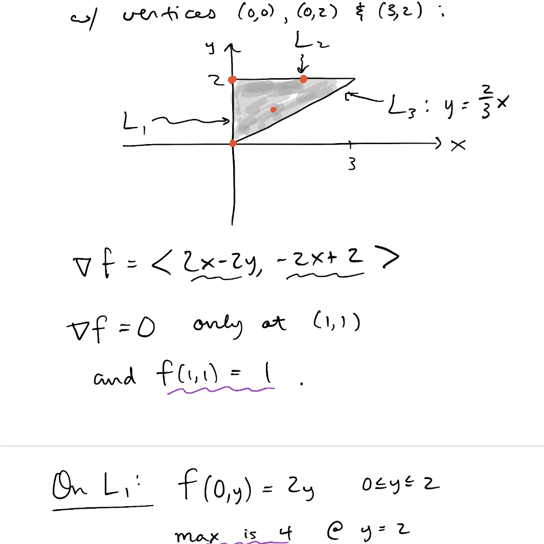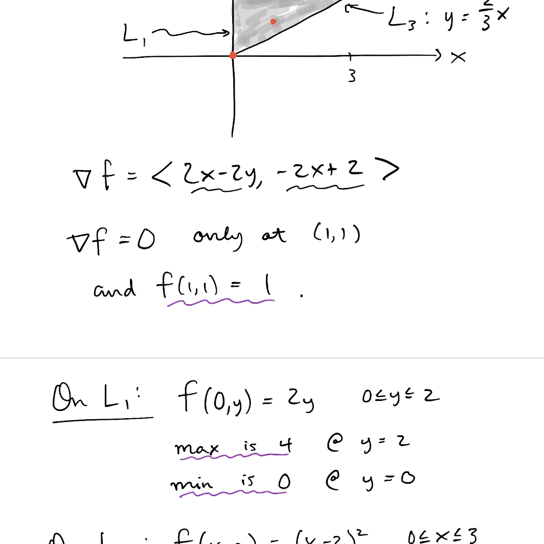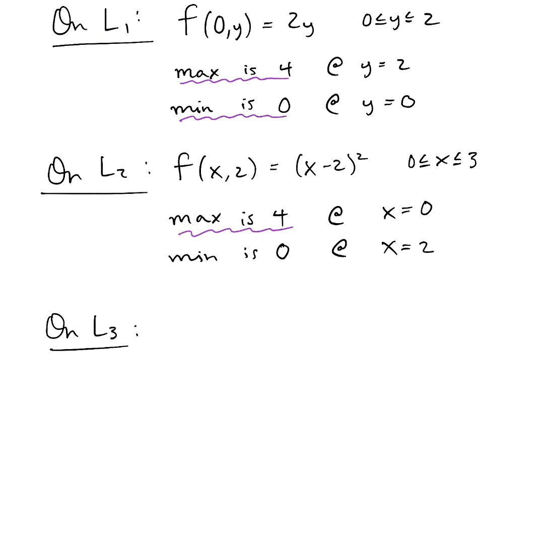y equals 2/3 x. So on L3, if we're interested in what the function comes out to, we're plugging in points of the form (x, 2/3 x). Now, if you stick that into the function, plug that in for f of (x, y), when the dust settles, you have 1 minus 1/3 x squared plus 4/3 x.